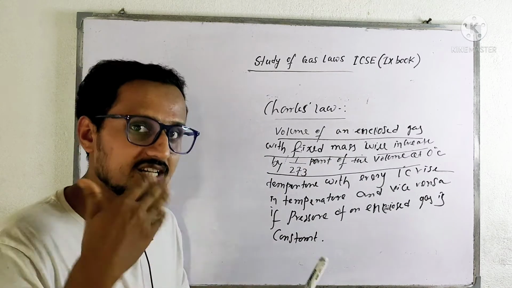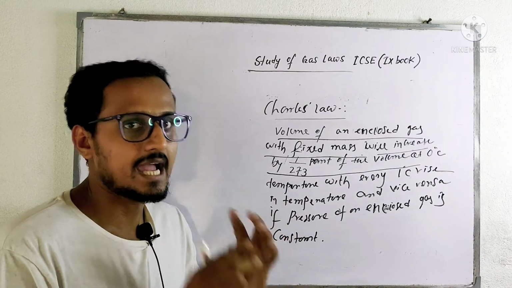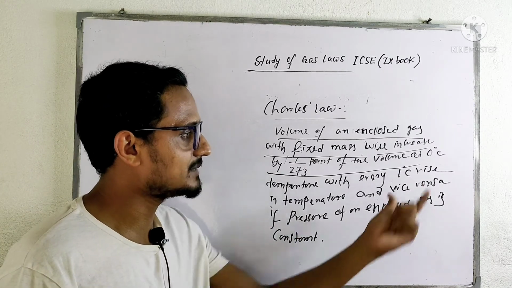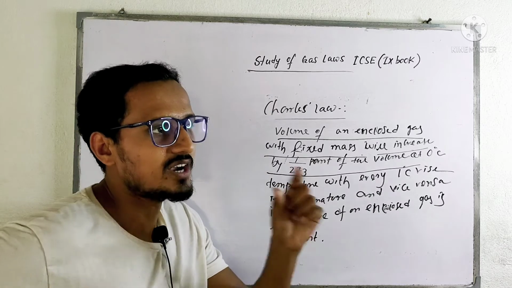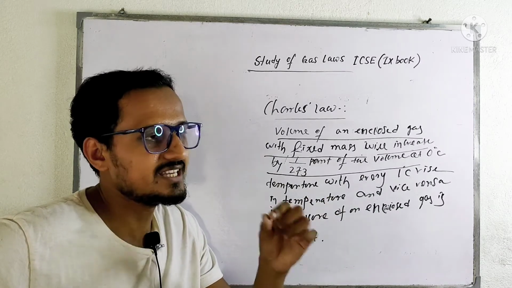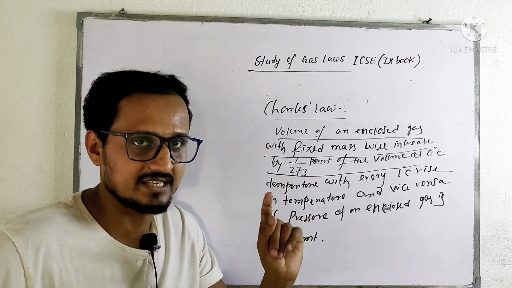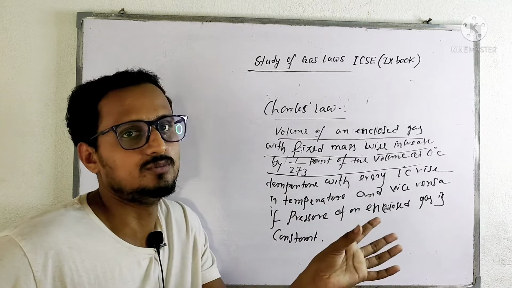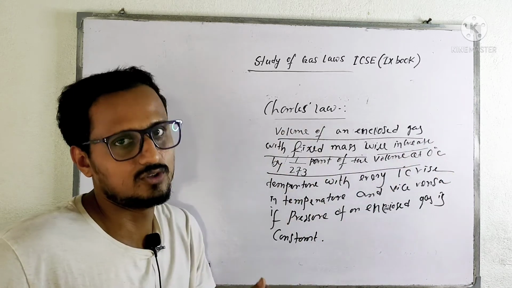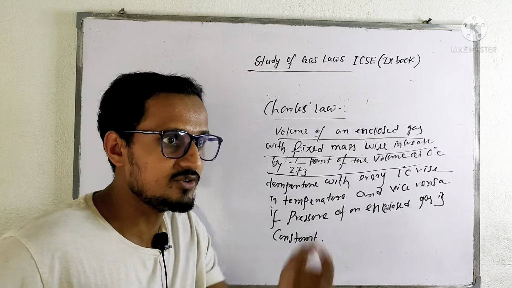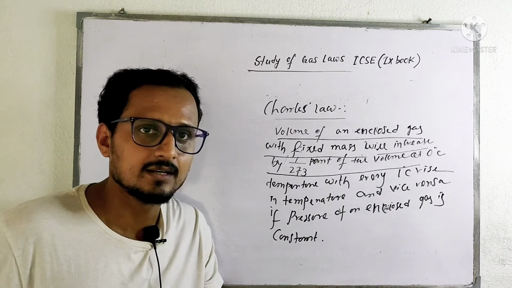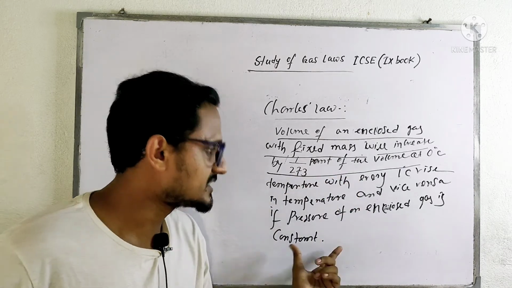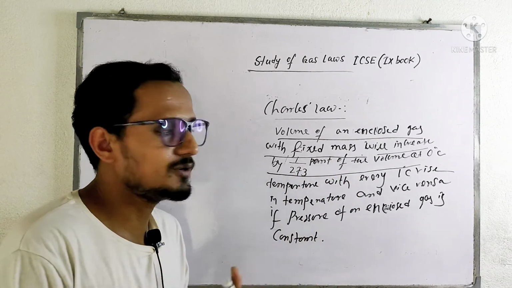That means volume will increase from the volume at 0 degree centigrade temperature if we increase the temperature by 1 degree centigrade. That means every 1 degree centigrade temperature increased, volume will increase 1 by 273 part of the initial volume, or part of the 0 degree centigrade volume. And vice versa. That means if you decrease the temperature by 1 degree centigrade, then volume will decrease by 1 by 273 part if pressure is constant. Now let me show you the mathematical form.